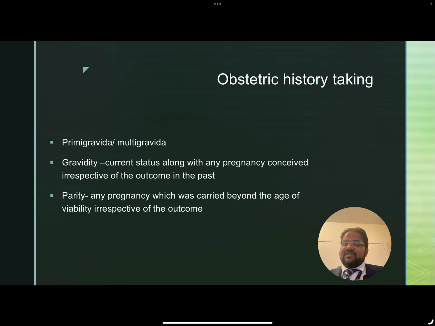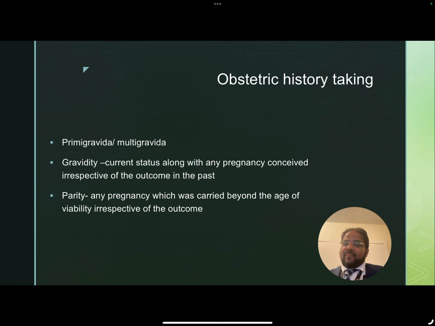Gravidity always denotes the current status along with any pregnancies conceived in the past, irrespective of the outcome. Meaning, if somebody is not pregnant at that point in time, you will not mention gravidity. If they are pregnant for the first time, they will be referred to as primigravida. If they had one delivery and a miscarriage in the past, and they're pregnant for the third time, you will refer to them as G3P1 plus 1, meaning this is their third pregnancy. Previously, they had one delivery and a miscarriage, and so on.